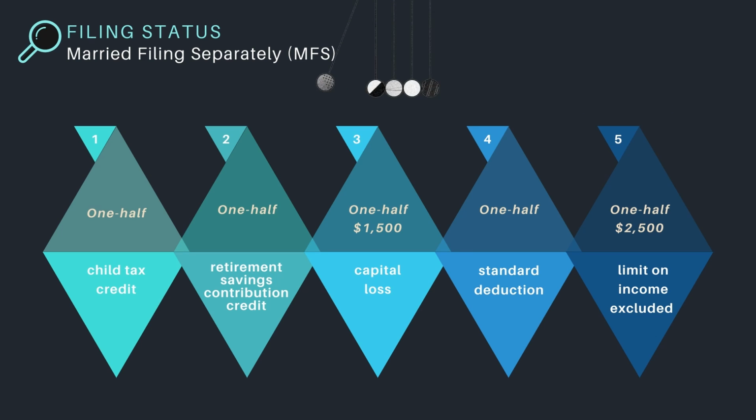The following special rules also apply. 1. The child tax credit is reduced at a level of income equal to 1/2 of the amount allowable to joint filers. 2. The retirement savings contribution credit is also reduced to 1/2. 3. The deduction limit for a capital loss is $1,500, instead of $3,000 for joint returns. 4. The standard deduction is half that allowed to joint filers. 5. The limit on income excluded under an employer's dependent care assistance program is $2,500, instead of $5,000 for joint returns.